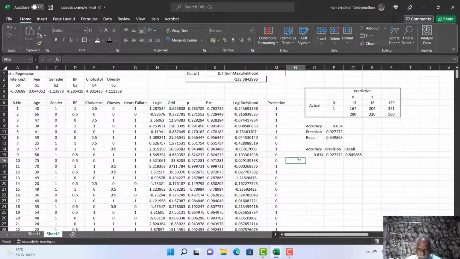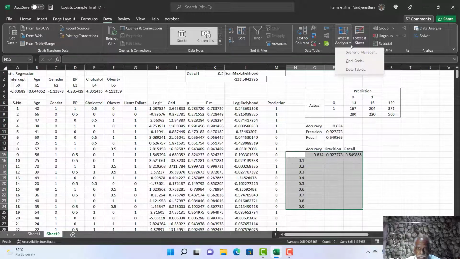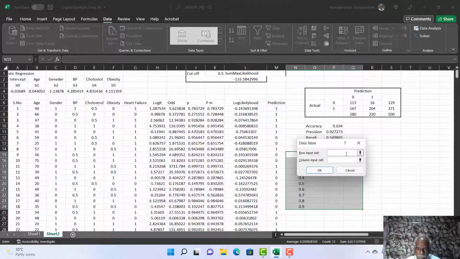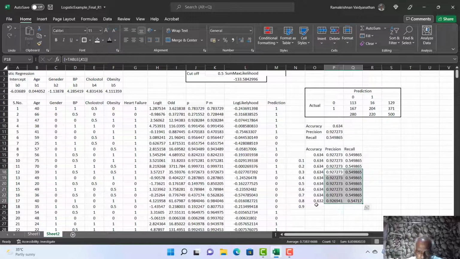Okay. So cutoff value, I will vary it from 0.1 to 0.9. So I will select this data, and then I will go to Data, What-If Analysis, Data Table. I have to select what the input value is. That is cutoff value, column input. Therefore I select column input, and then I'll say OK. It is fixing for all, right? This also should come, I think I will not put it.